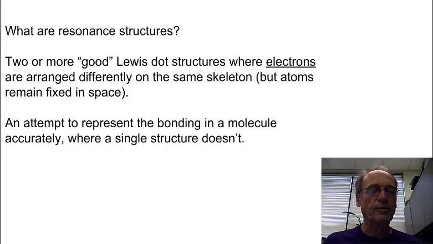For practical purposes, they are an attempt to represent the bonding in a molecule as accurately as possible. In some cases, a single structure doesn't work to realistically represent the bonding, and so that's why we sometimes need more than one structure, and those are what are called resonance structures. Do all molecules have resonance structures? Absolutely not. Only in certain cases will they apply, and you'll learn to recognize when they do and when they don't.